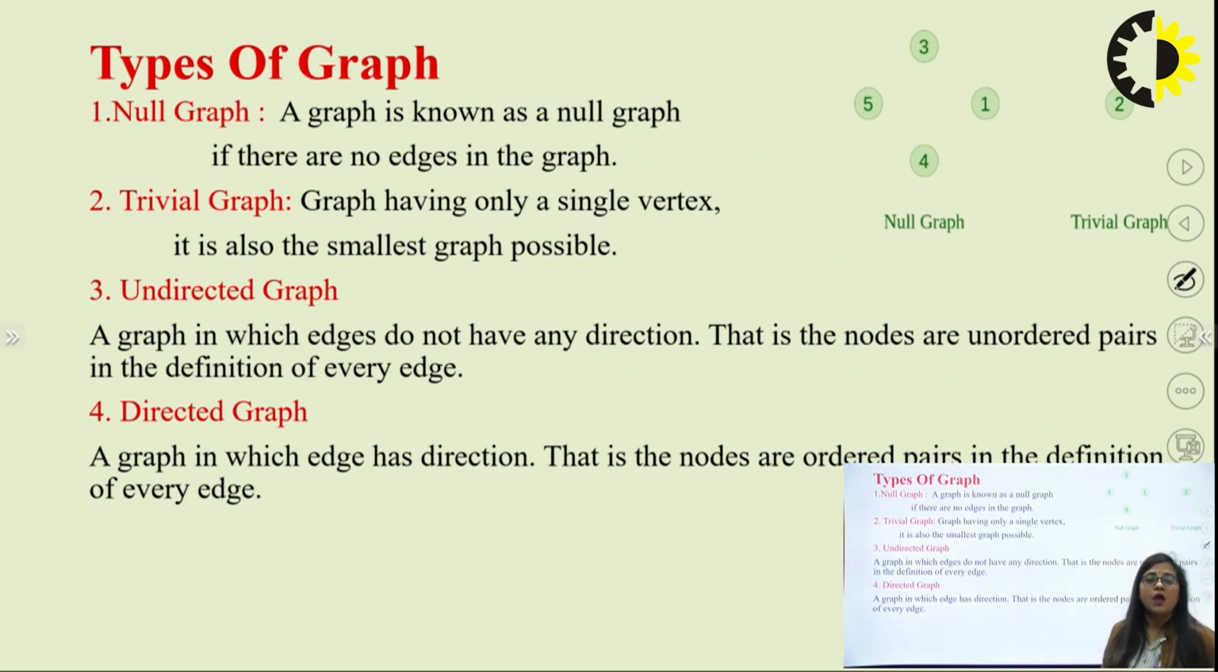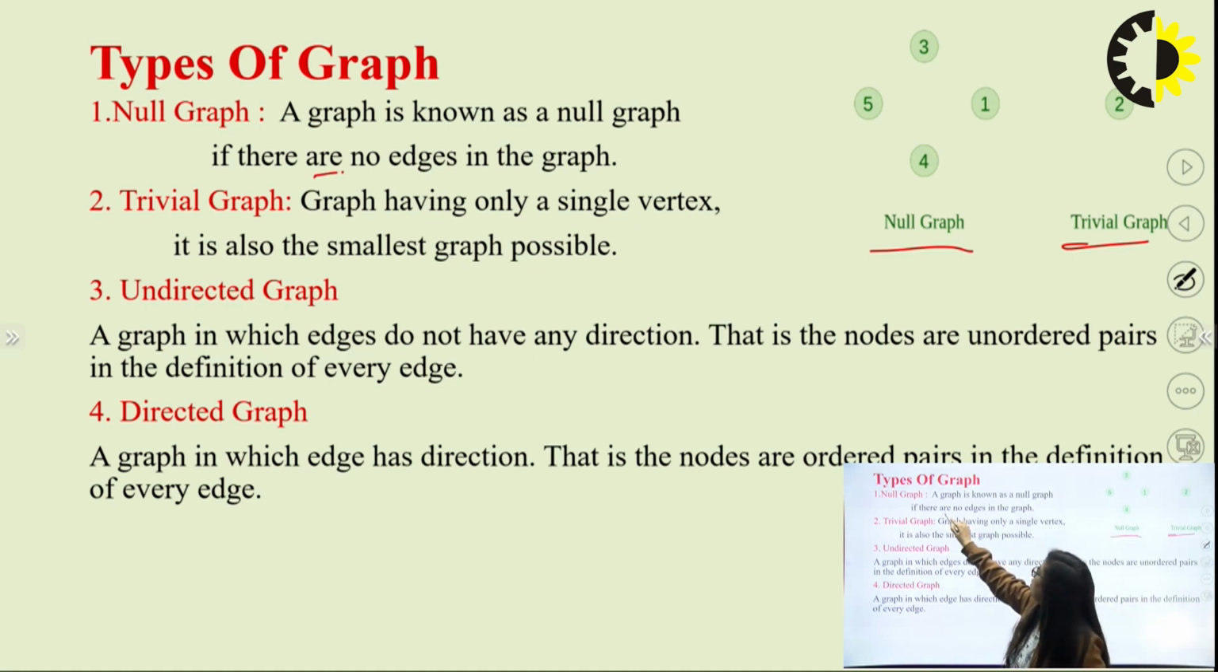Now I tell you more types of graph, and this is a null graph and trivial graph. So first one, what is null graph? A null graph means where there are no edges in a graph. Here there are all vertices, 4 vertices in this graph, but not a single edge is present here, so it is a null graph. There are no edges in a graph.